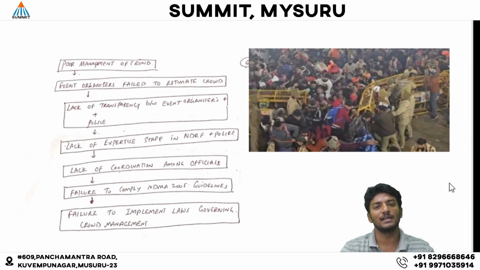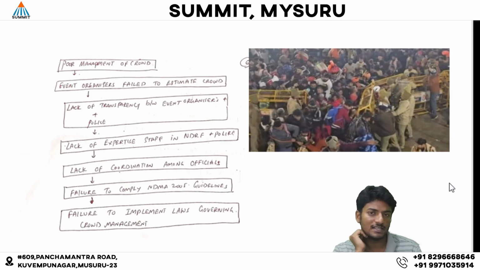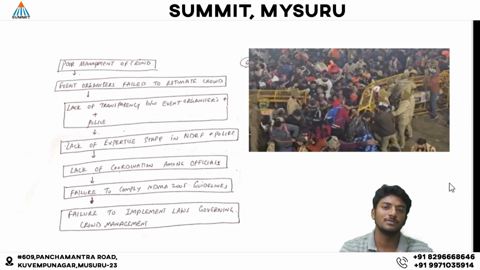We have a number of acts for crowd management, like the Police Acts, Epidemic Act, Cinematography Act, and BNS Section 106 to address negligence. But though we have a number of acts for crowd management, failure to implement them is responsible for the stampede. And the National Disaster Management Authority, NDMA, has prescribed guidelines, and Section 24 and Section 25 of the Disaster Management Act 2005 also prescribe guidelines for proper crowd management and to prevent the stampede. But the problem arises when there is a failure to comply with the guidelines issued under the NDMA Act.